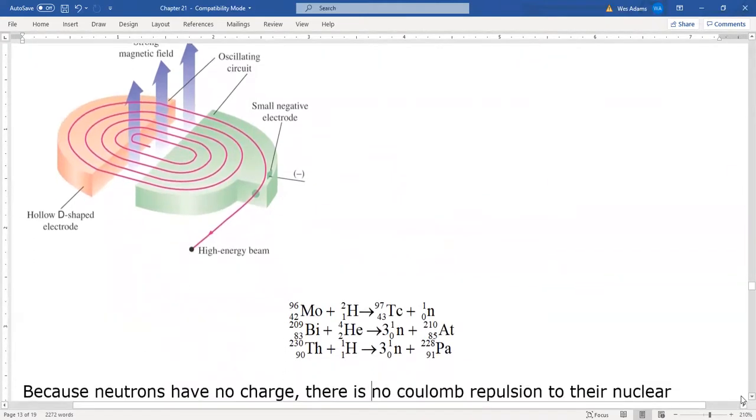Here are some bombardments that could happen. Molybdenum-96 bombarded with deuterium forms technetium-97, and it kicks out a neutron. If you notice, it does balance: 96 plus 2 is 98, 97 plus 1 is 98, 42 plus 1 is 43. So, hey, the balancing rule still works. Bismuth-209 gets bombarded with alpha particles, you form astatine-210, and it kicks out 3 neutrons. Notice the 3 out front means there are 3 of those. Thorium-230, you hit it with a proton, you get 3 neutrons, and you get Pa-228.